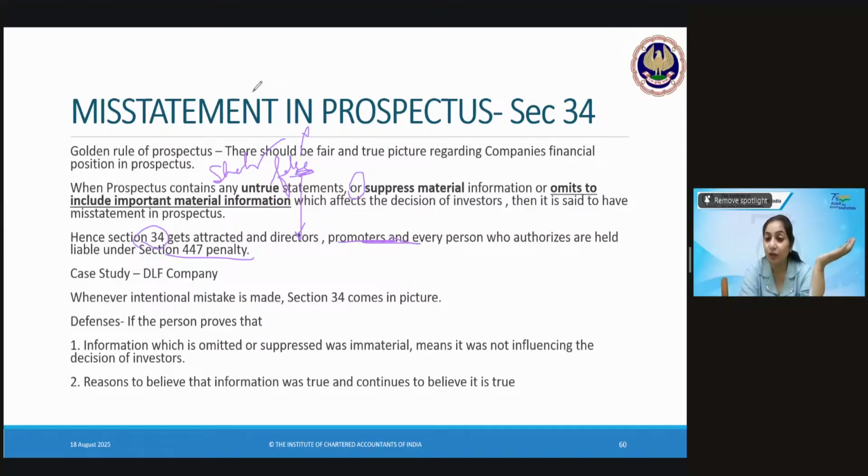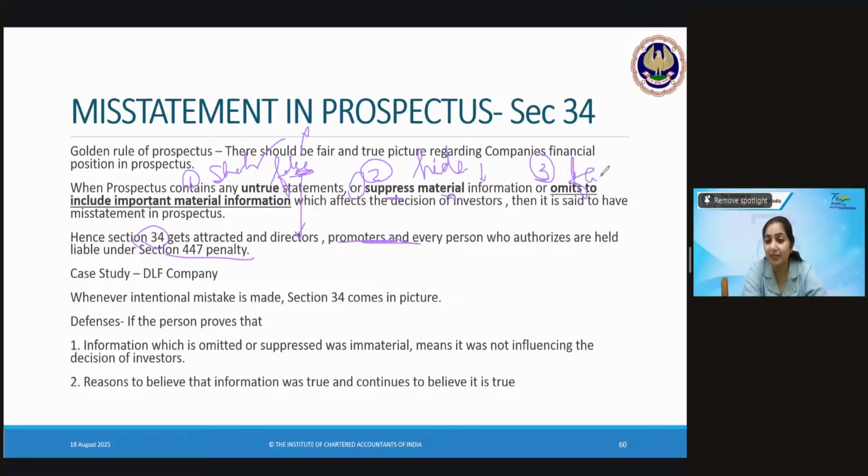So where were we? If you're making any untrue statement, any false statement, and you are trying to cheat the public, number 1 point, untrue statement. Number 2, suppress the material. Suppress karna means छुपाना. You are hiding the facts. Your financial position is very bad, but you're not telling the potential investors. You're hiding any material information. I've given you more examples for this. Or you have omitted. Point number 3, you have failed to include some material information.